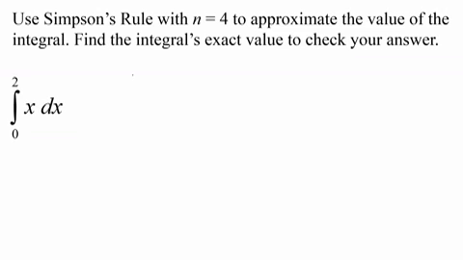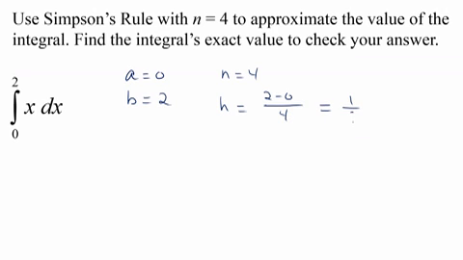So looking again, we have a equals 0, b is equal to 2, n is equal to 4, so we can find h, which is b minus a over 4, so our h value is 1/2. Now we can use Simpson's rule.